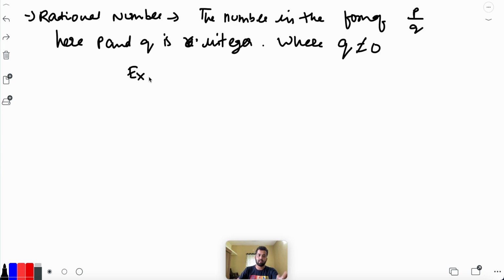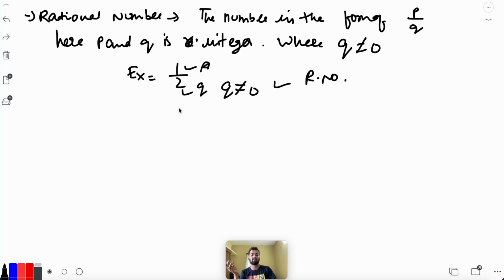Let's take an example. Can we write 1 by 2? See, 1 is an integer, 2 is an integer. 1 is p, 2 is q. Both are integers, right? And q is not equal to 0 also. So what it means? It is a rational number, right? Like this way you can write many examples. There are infinite examples of rational numbers.